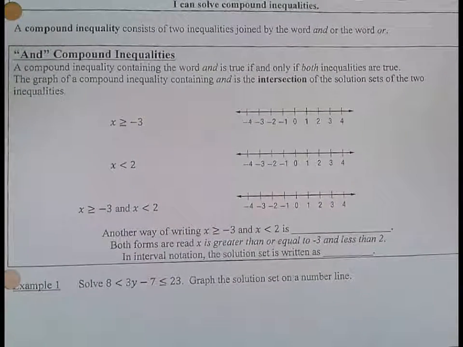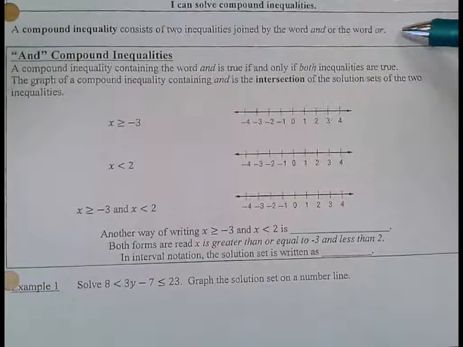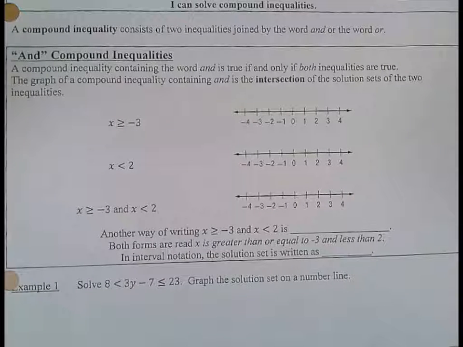At the top, a compound inequality is defined, or it consists of two inequalities either joined by the word and or the word or. And it does matter which word they are joined by. It changes the solution set depending on what they are joined by. So we're going to look at compound inequalities joined by and first.